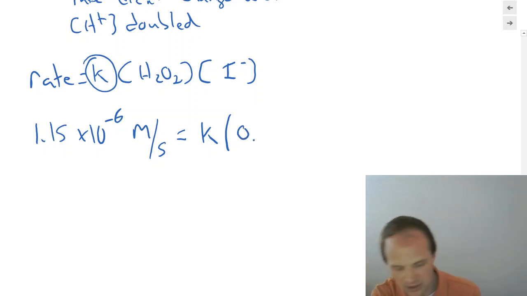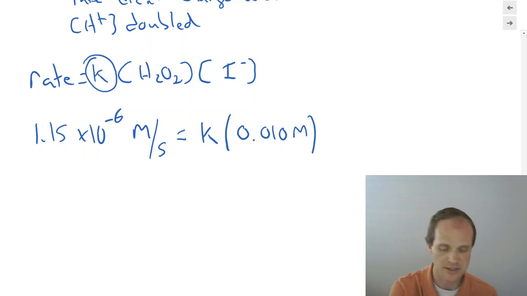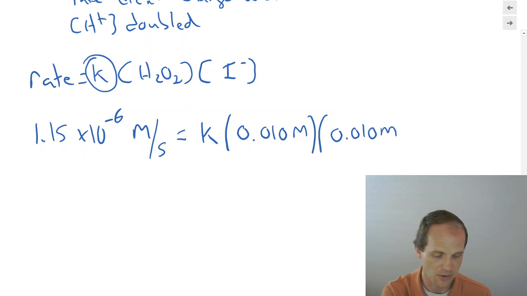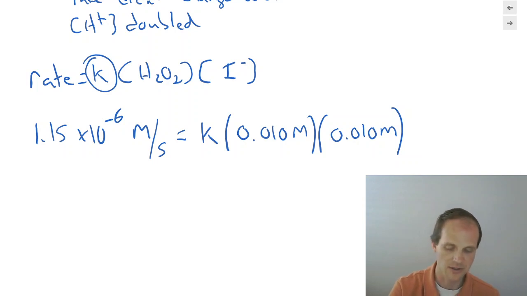H2O2 was 0.010 molar. Notice how I'm putting molar units in there now, because I actually have numbers. 0.010 molar. You have to have those units in there. It's not right to just put 0.01. All right, what do you do? You multiply that out.